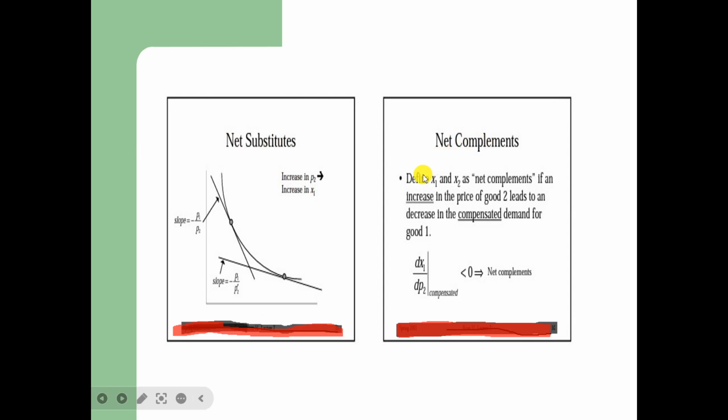and net complements mean 2 goods X1 and X2 may be defined as net complements if an increase in the price of good 2 leads to a decrease in the compensated demand for good 1, that is, dx1 divided by dp2 along the compensated demand curve is less than 0. That would imply that X1 and X2 are net complements. Ladies and gentlemen, this is a very informative analysis about the demand relationship among goods regarding gross substitutes, gross complements, net substitutes, and net complements.